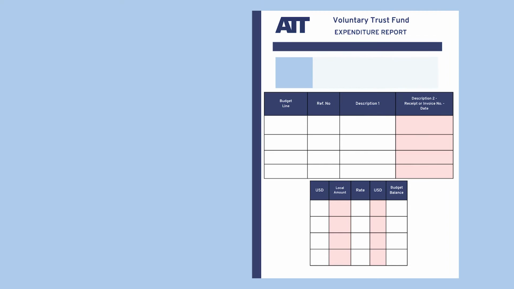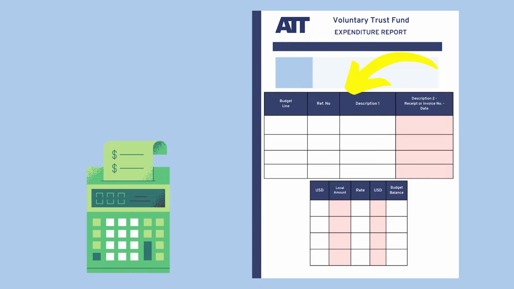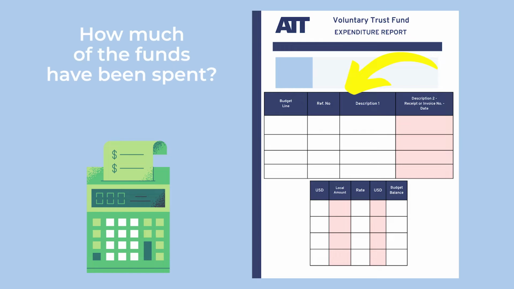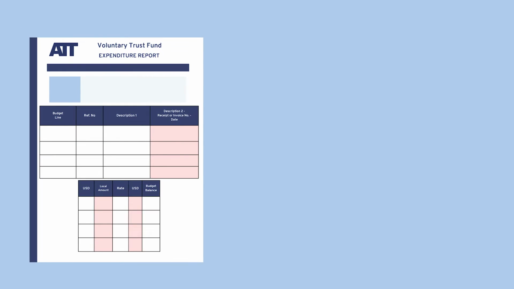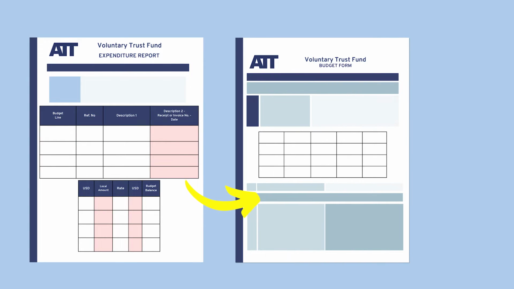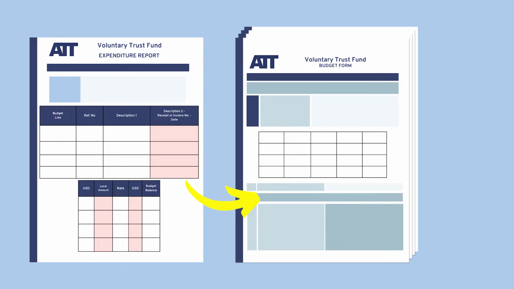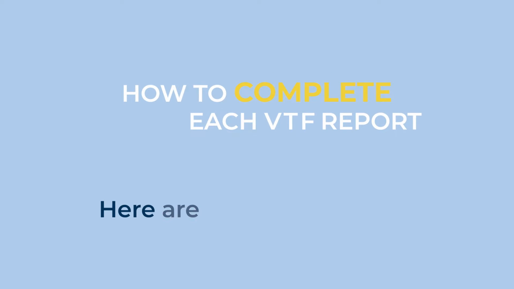The narrative report consists of several questions that you need to answer in detail. The expenditure report is a spreadsheet that provides information on how much project funding has been spent so far and how much is left. The expenditure report is based on the original budget form you submitted as part of your application. Now, let's look into specific critical points for completing each report.